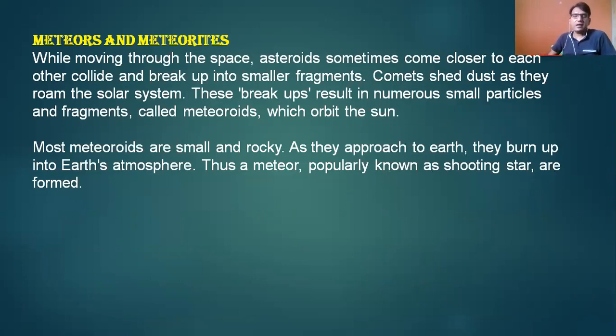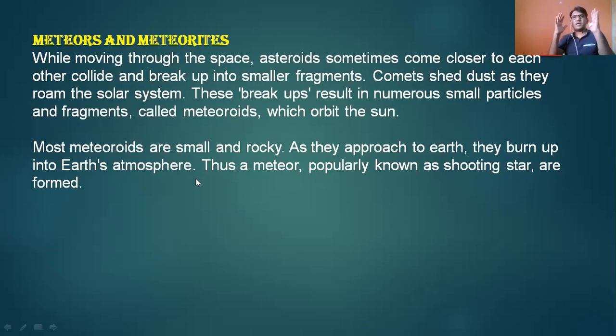There is one more phenomenon, one more term, which is called meteoroids. So we have asteroids, we have comets, and we have meteoroids. We will discuss what it means. While moving through space, asteroids sometimes come closer to each other, collide, and break up into smaller fragments. Comets shed dust as they roam the solar system. The breakup results in numerous small particles and fragments called meteoroids, which orbit around the sun. The meteoroids are small and rocky. As they approach the Earth, they burn up in the Earth's atmosphere.